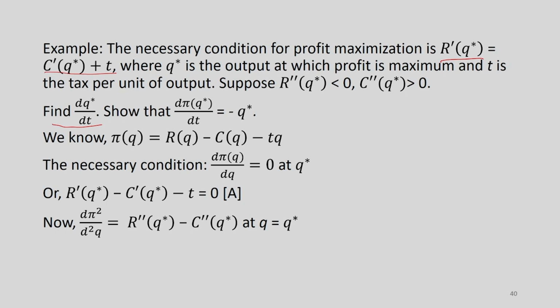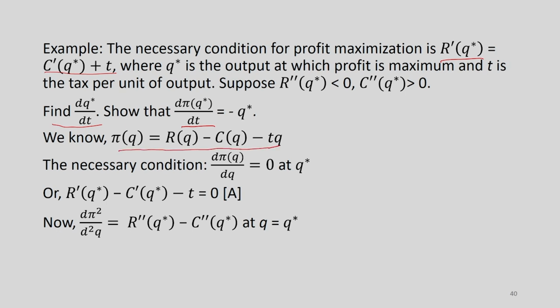And the second thing on the left hand side is telling us the change of the profit, the equilibrium profit, as the tax rate changes by a small amount. Okay, these two things we have to prove. The first thing we have to find and the second thing we have to prove. Okay, let us start from the beginning, which is the profit function.